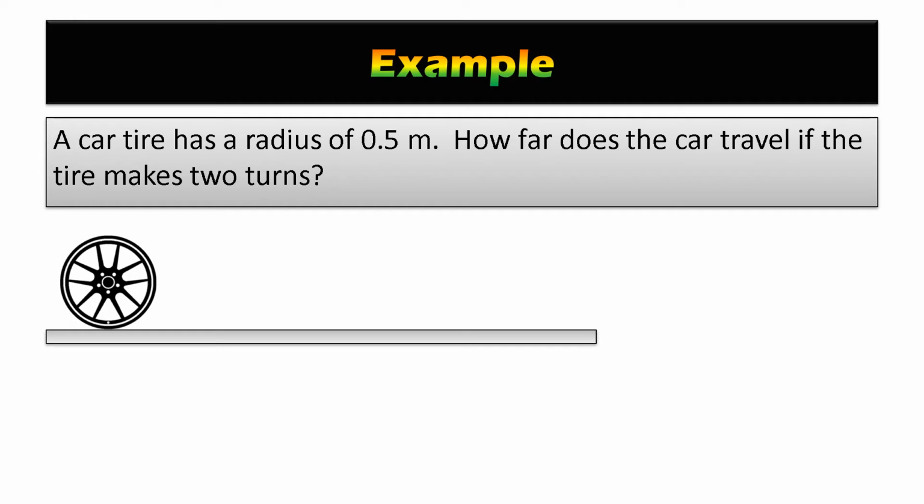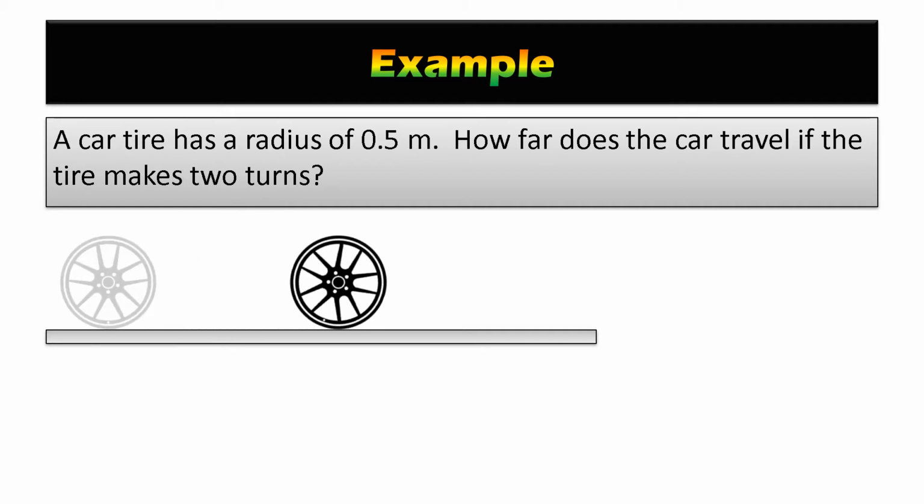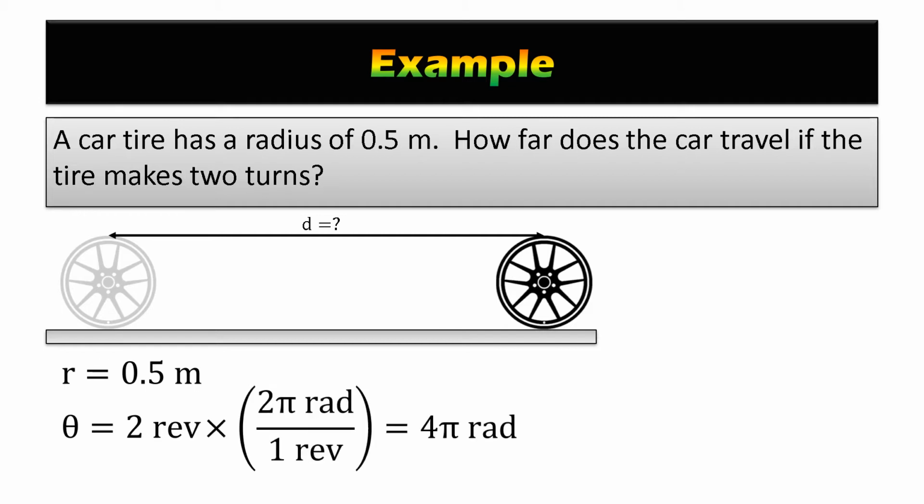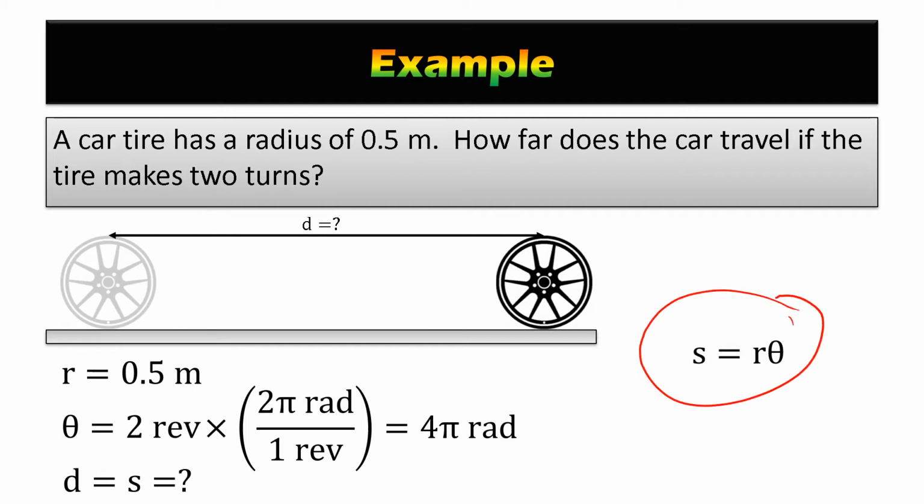So here's that example. It says a car tire has a radius of 0.5 meters. How far does the car travel if the tire makes 2 turns? We want to know how far that is. Well, we know the radius is 0.5 meters, and we know it goes through 2 revolutions, but we have to convert that to radians if we are going to use our arc length formula. Remember, this formula, you need to be in radians, okay?